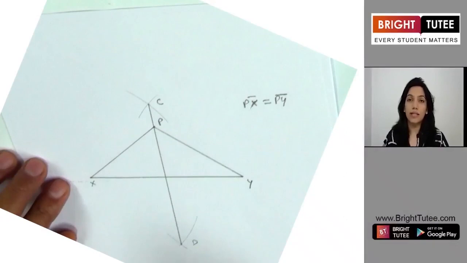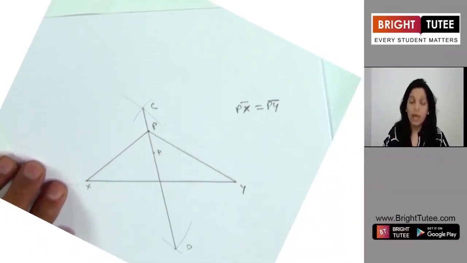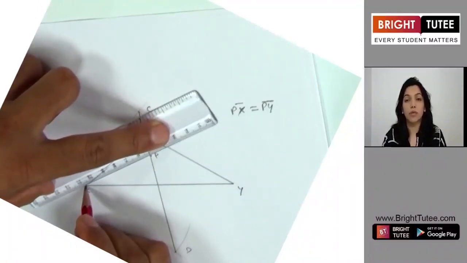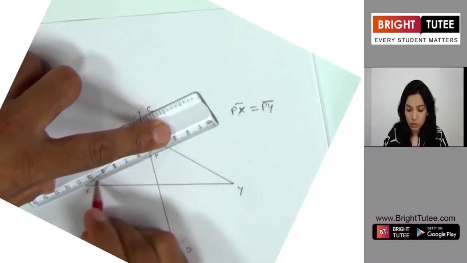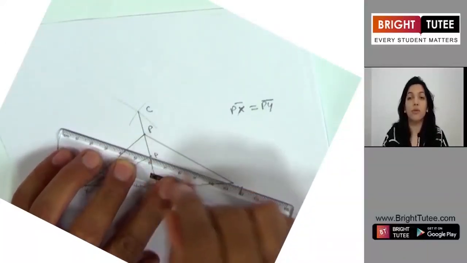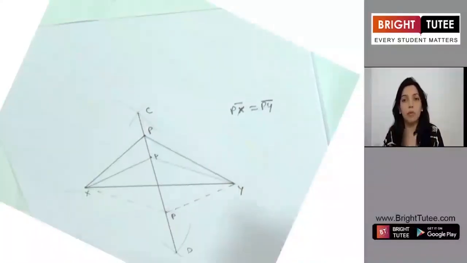What I'll tell you here is that no matter where you place this point P, it could be here, here, or here, anywhere on this particular line, if you take this point P and join it with X and Y respectively, every time you will notice that PX will be equal to PY.